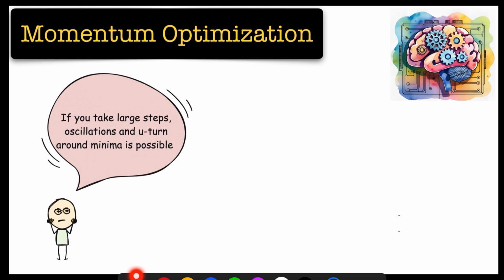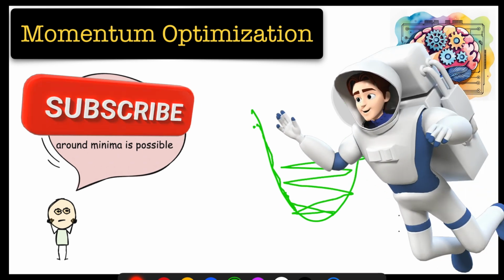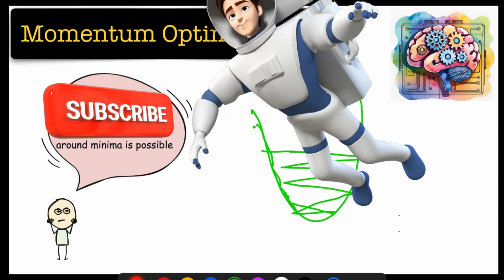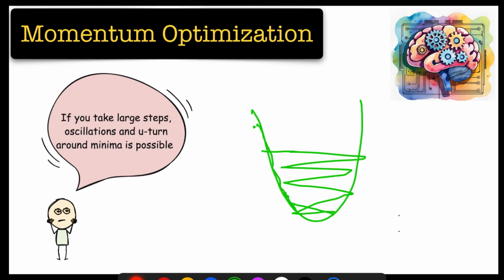Now, one thing is, if you take larger steps, oscillations and U-turns around the minima are possible. If you have a curve like this, and you are taking a large step, it's possible that you will reach here, then from here you might reach there, right? So it might not converge. That is one drawback we have for momentum.